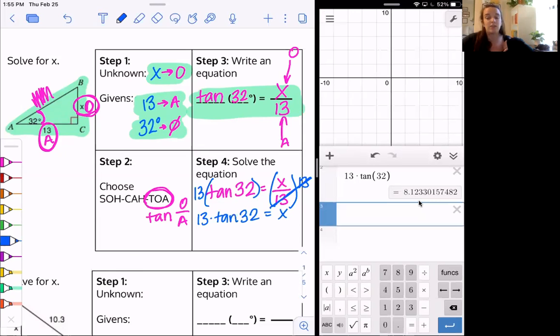If you don't do that, you're going to get the wrong answer, and then you're going to be mad at me. Why, miss, why can't we get the right answer? I'm doing all the things. And I'm like, you are doing all the things. You have your calculator in radians. So you want it to be in degrees. So we have 8.1. 8.1 is our X.